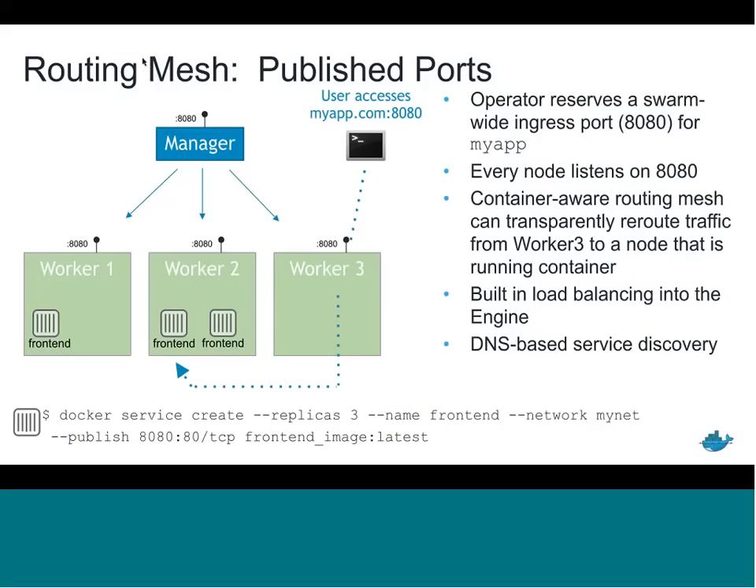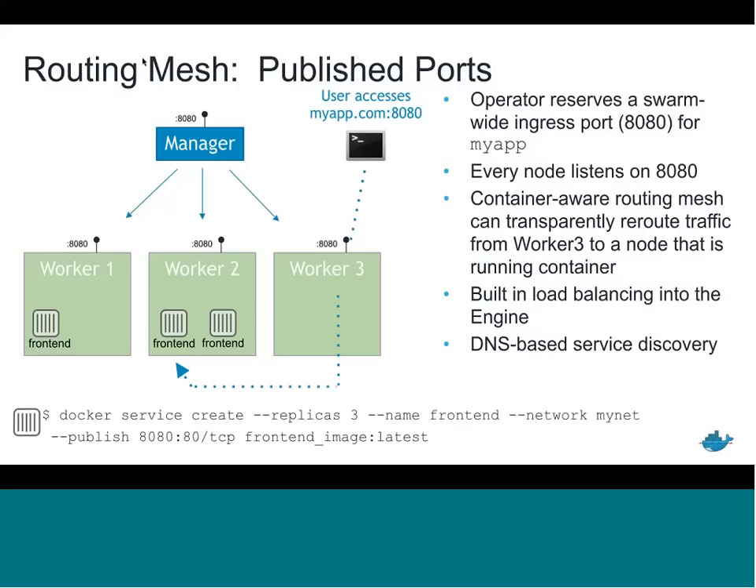So from an external user standpoint, the external user does not need to worry about where the containers are launched, how the scheduling is happening, and which worker to reach. None of them is required anymore. The routing mesh will abstract those concepts from the user. So users can reach any of the worker nodes and will be able to reach the service seamlessly.